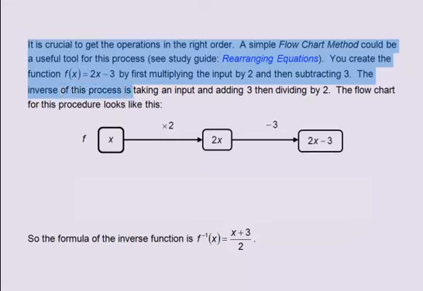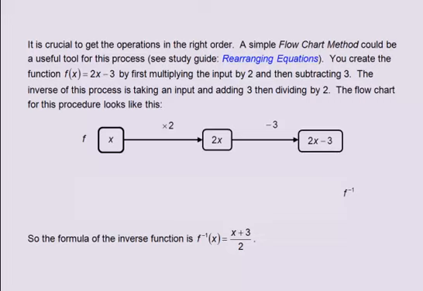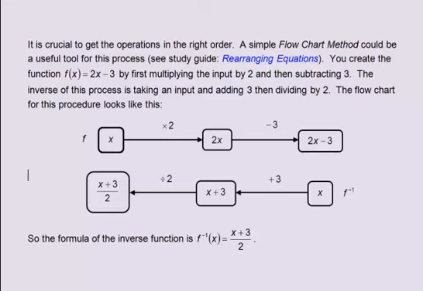The inverse of this process is taking an input, adding 3 and then dividing by 2. The flowchart procedure for f⁻¹ looks like this: start with x in a box, add 3 to get x + 3, and then divide by 2 to get (x + 3)/2. So the formula of the inverse function is f⁻¹(x) = (x + 3)/2.